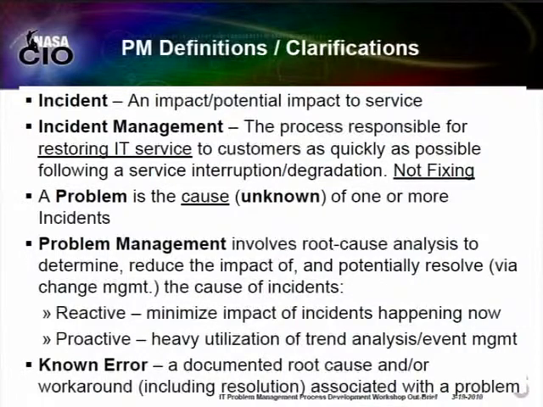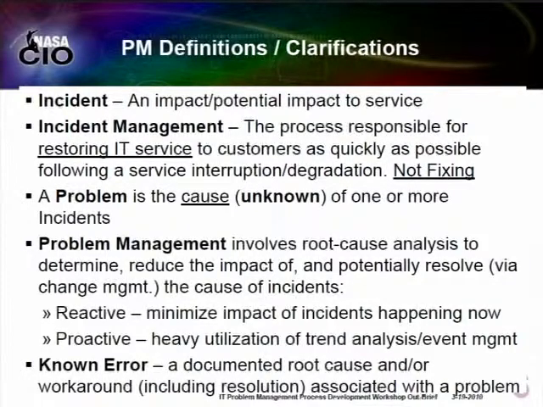A problem, on the other hand, looks at the unknown cause of one or more incidents. So for example, if we're seeing a degradation in network bandwidth, well, what's causing that? Is it associated with information coming over the trunk? Is it a piece of hardware that's malfunctioning? There has to be a set of resources associated with that to ensure that we identify what that is. So problem management looks at the root cause analysis, determines some of the issues associated with it, looks at potentially reducing the impact of and potentially resolving the cause of the incident, but it doesn't necessarily fix the whole issue. Okay? It identifies the root cause. It identifies what could potentially be done.